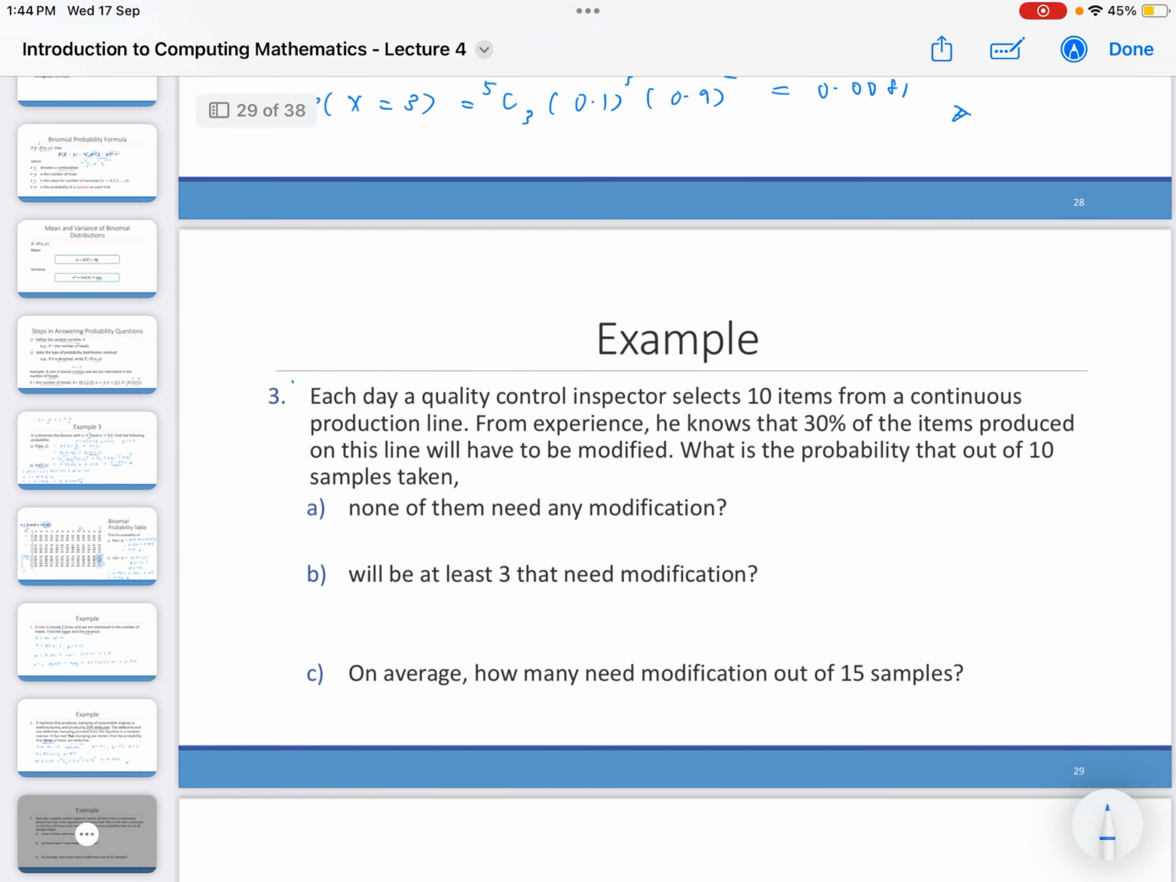Okay, for this example, I want you guys to try yourself. So I will give the final answer. So for A, the final answer is 0.0282. Okay, and then for B, the final answer is 0.6172. And then for C, the final answer is 4.5. So you guys try yourself. If you have any questions, then you can email me or text me on Microsoft Teams.